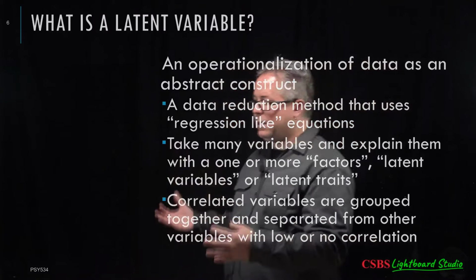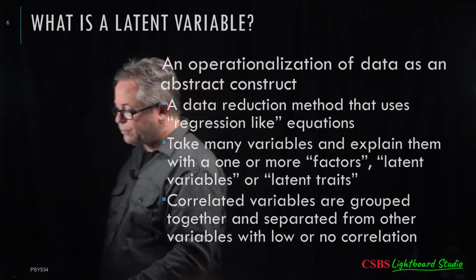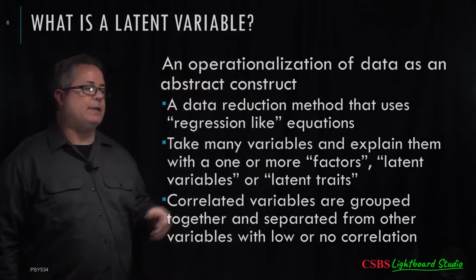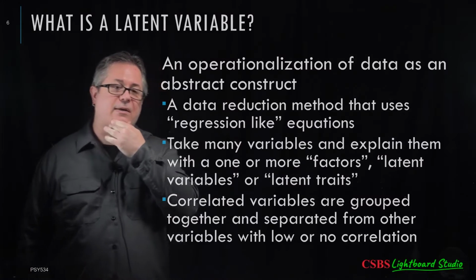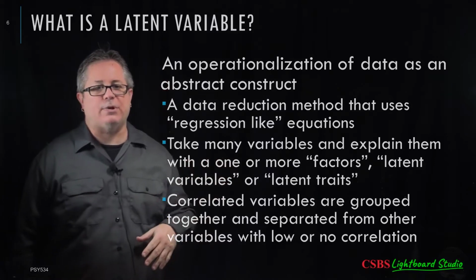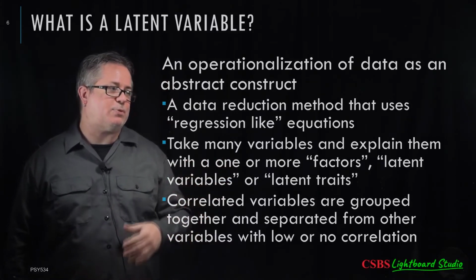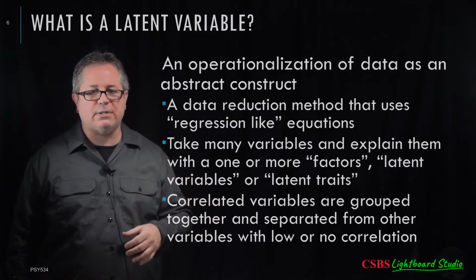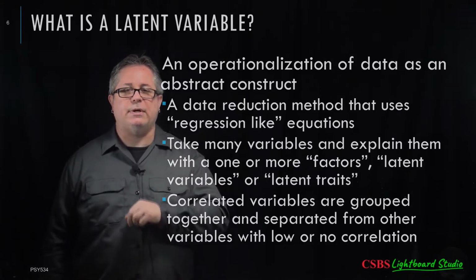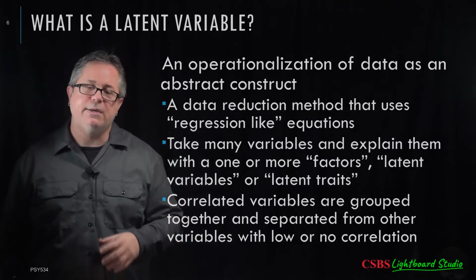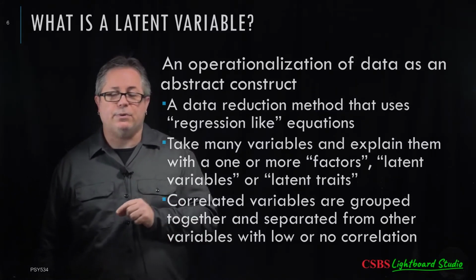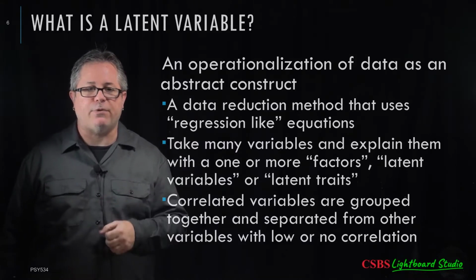So what do we think about when we think about latent variables? It's just a more sophisticated form of operationalization. We're going to take data and we're going to operationalize the data with this abstract construct. So it's a data reduction method that uses regression-like equations. We're going to take many variables and try to explain them with one or more factors, latent variables, latent traits. We're going to try to group behaviors, indicators, answers to questions on a survey, and explain all those responses with as few things as possible. And it's those few things that we're going to label our latent variables.